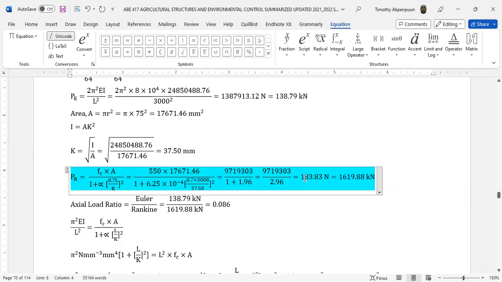971. 9303 divided by 2.96 now. So we have 971. What is the answer? 9719303 divided by 2.96.